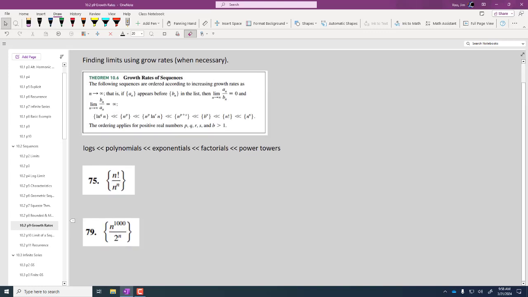We are going to be dealing with some functions that we don't know how to take limits of with standard methods, things like factorials and power towers. One of our common limit techniques is L'Hopital's rule, where we take the derivative of the numerator and the derivative of the denominator. When we have oddball functions like the factorial function or the power tower, we don't know how to differentiate those functions. You can't differentiate n factorial or n to the n.